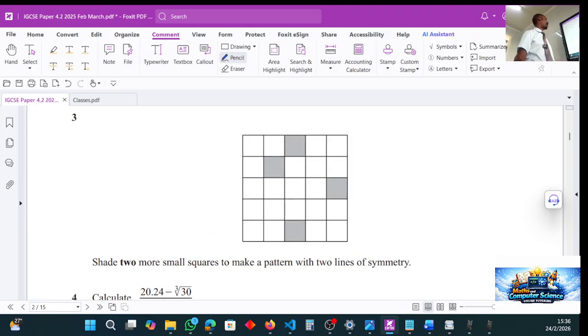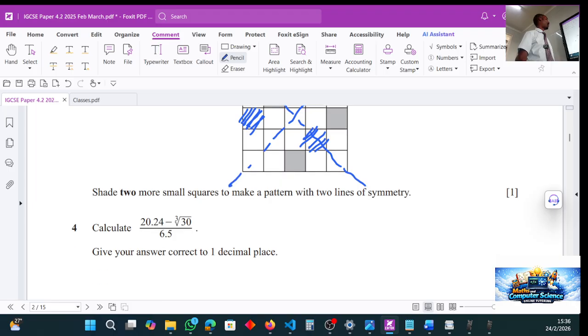Right, so the next one we are interested in shading 2 more small squares to make a pattern with 2 lines of symmetry. It looks like there are 2 already shaded, and on this other side it looks like there's 1 unshaded, but there are 2. So it makes sense for us to shade these 2 so that diagonally we have a line of symmetry, and the other diagonal will also give us another line of symmetry. Hence, we now have 2 of them.